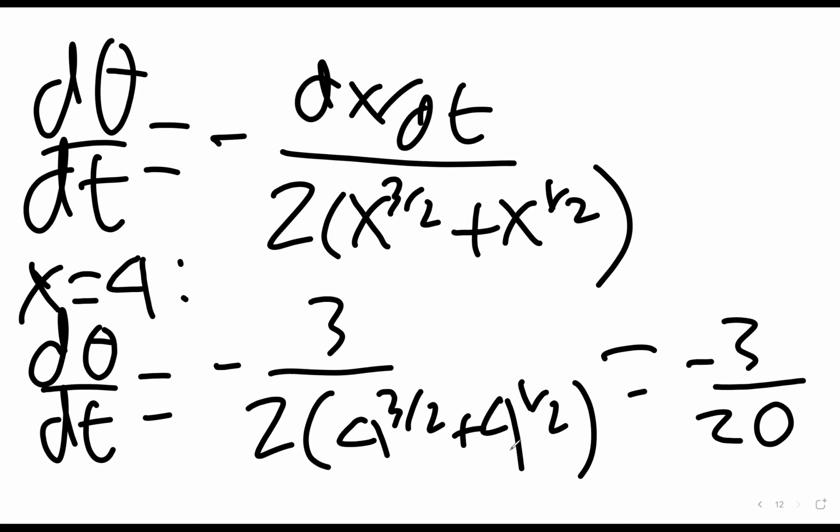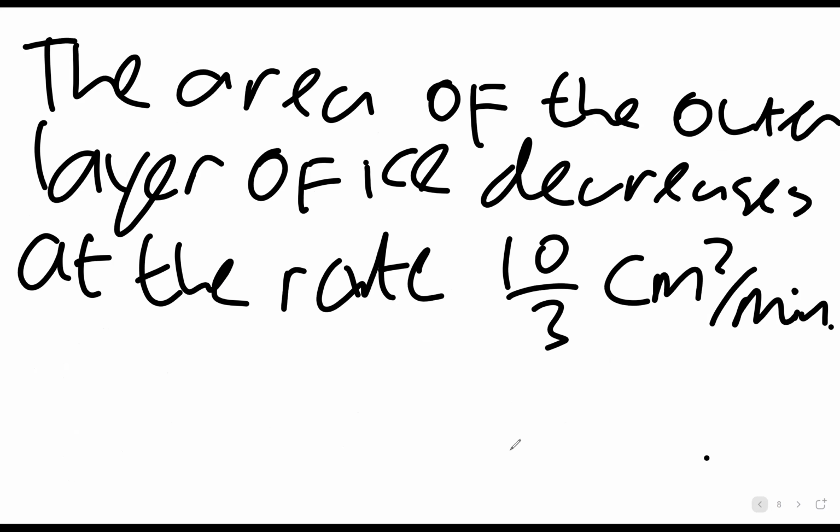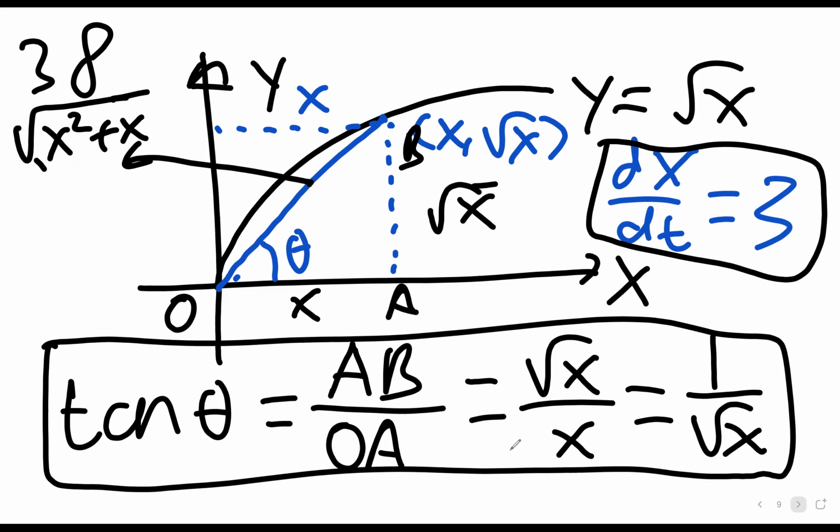Any question or comment so far up to this point? And of course, it makes sense because the value of θ will decrease as long as the particle is moving along y equals square root of x. Any question? Is it clear?